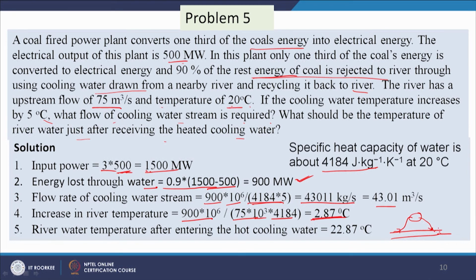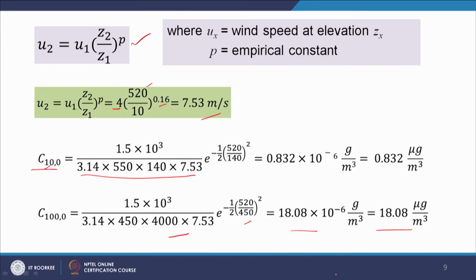So, now the overall temperature rise here will be 2.87 degree centigrade and the final temperature will be 20 plus 2.87, that is 22.87 degree centigrade. Although there is a 5 degree centigrade temperature rise with this stream which is coming through the power plant. So, this is our river stream. These are the numerical problems we wanted to solve.